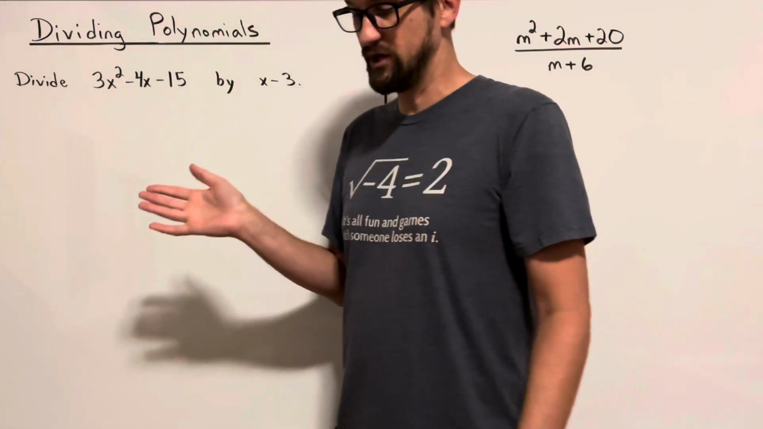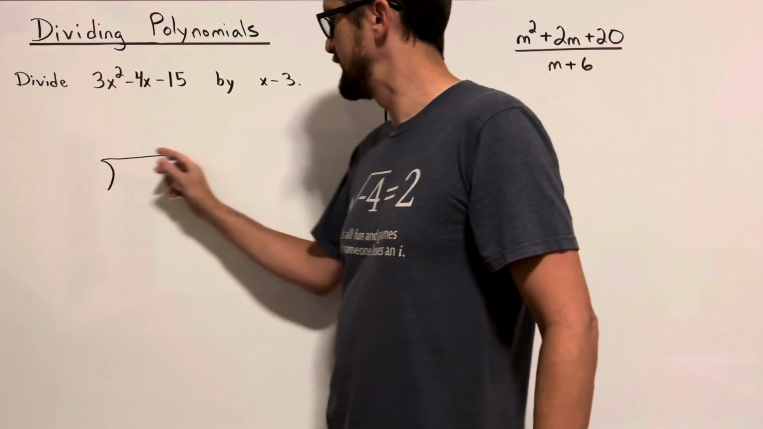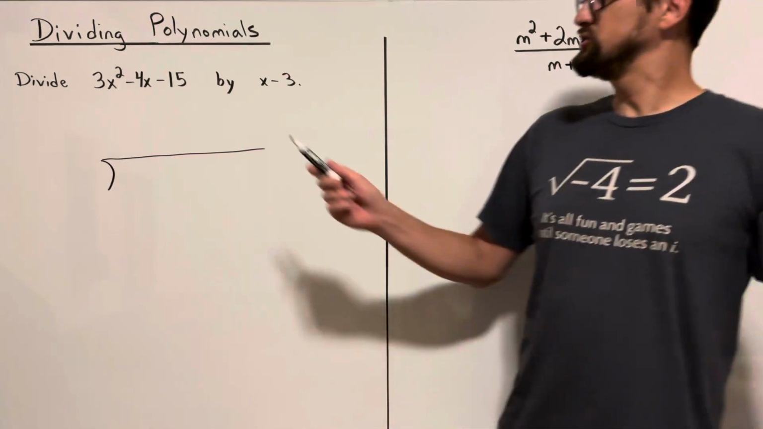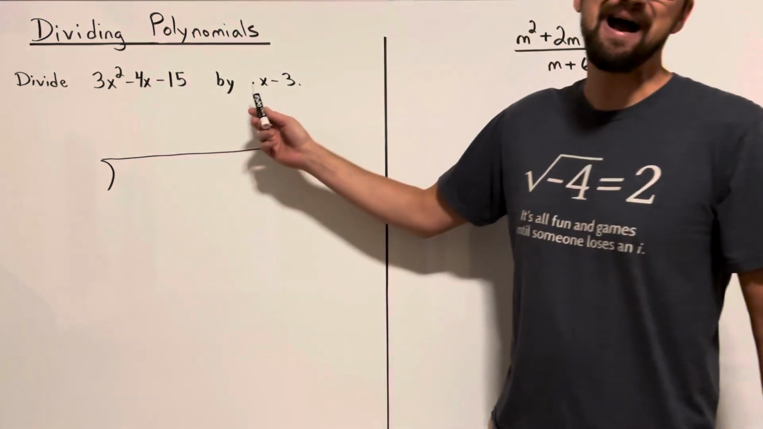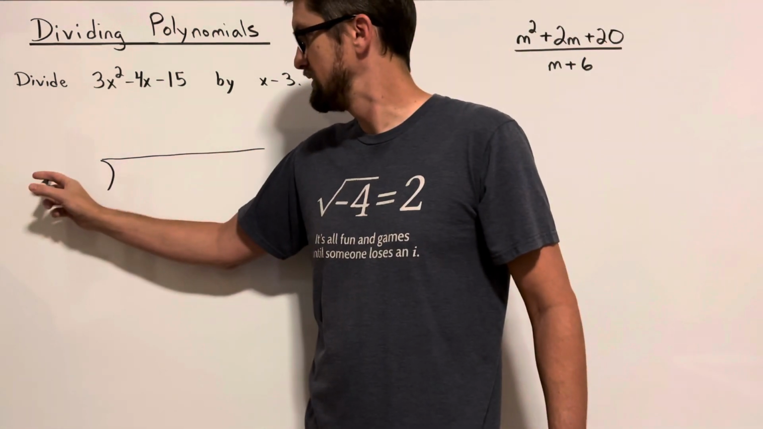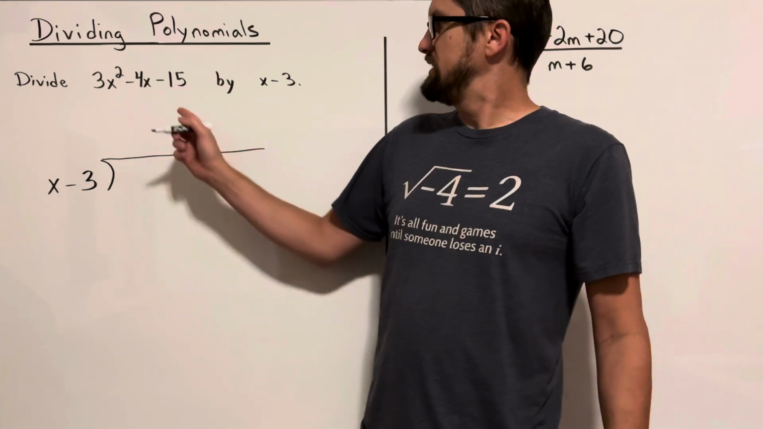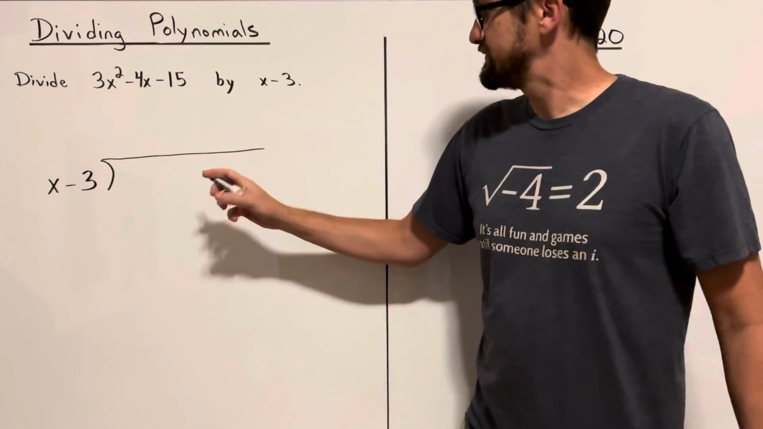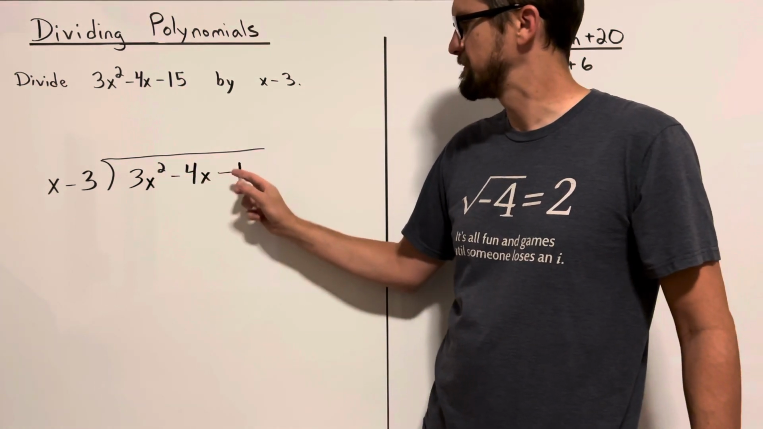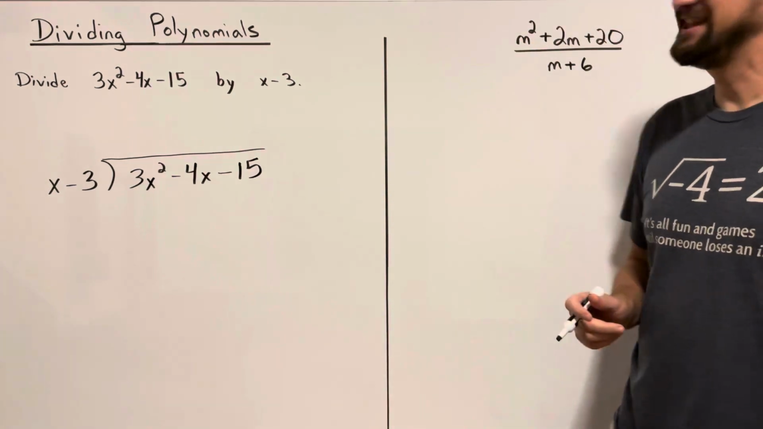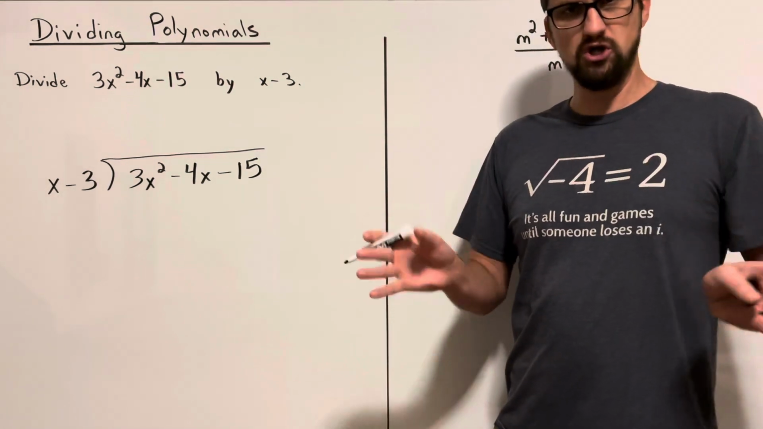The way we're going to work this is we're going to use the long division symbol, which looks like this. Now what you're dividing by goes to the left over here. We're dividing by x minus 3, so x minus 3 is going to come out here. That is what we're dividing by. And then this part, the 3x squared minus 4x minus 15, is going to go inside. So we have 3x squared minus 4x minus 15 inside the division symbol.